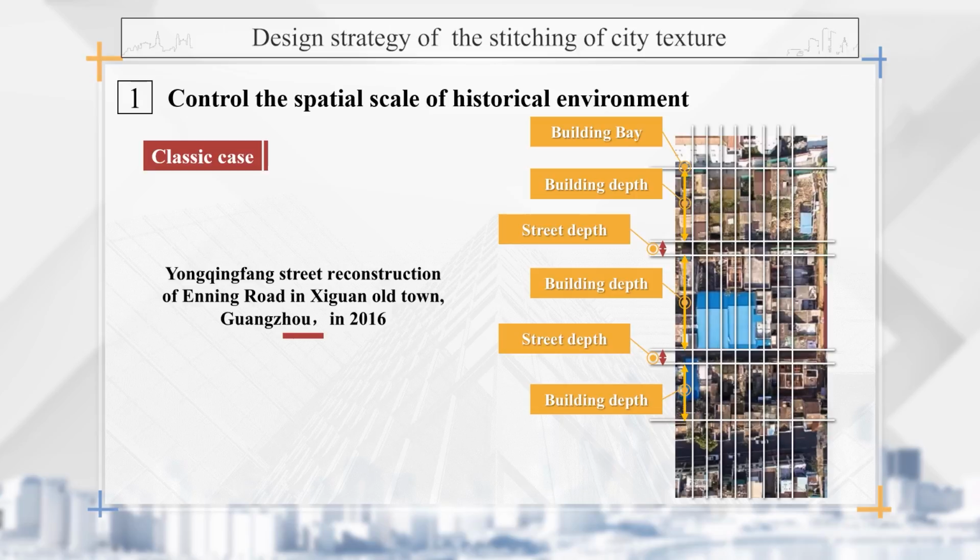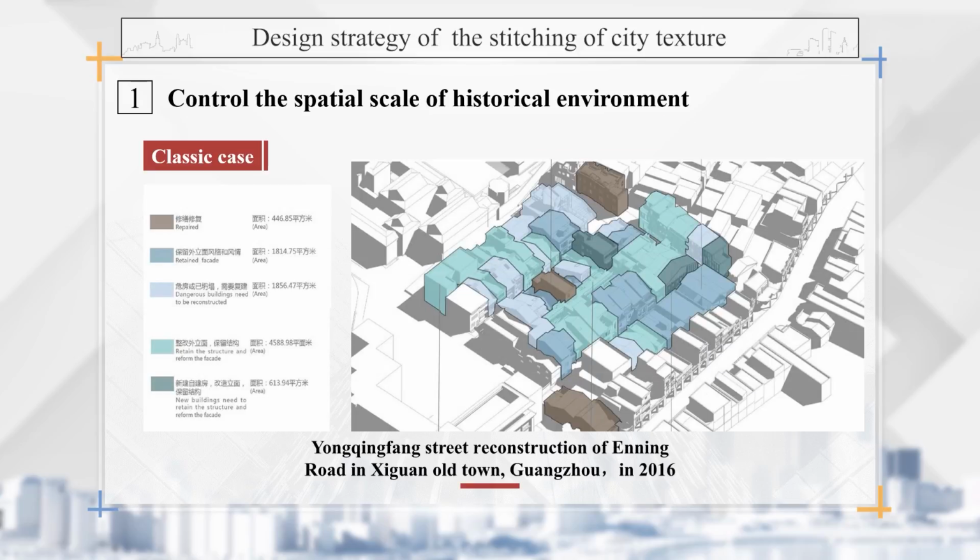We sorted out this original texture of the city block. When we reconstruct this block, we put forward different reuse strategies for different buildings. But no matter which kind of strategy is used, each building must be able to continue the city texture. Using the strategy of controlling the scale of historical space environment to carry on the block reconstruction, we finally formed such an overall look after reconstruction.